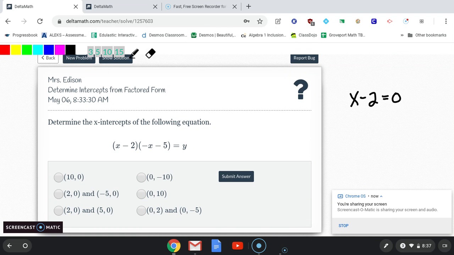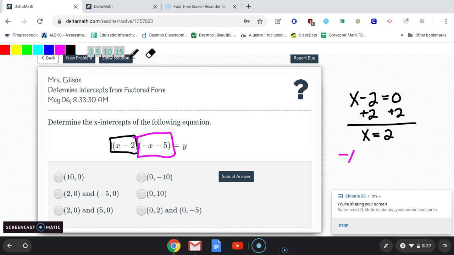So I take this x minus 2 and make it equal to 0. And to solve that, like any other equation, I'm going to do opposite operation. And I have x equals 2. Then I'm going to do the other one. So I'm going to do this negative x minus 5 equals 0. So I add x to both sides. Or add 5, my bad. And then I have negative x equals 5.